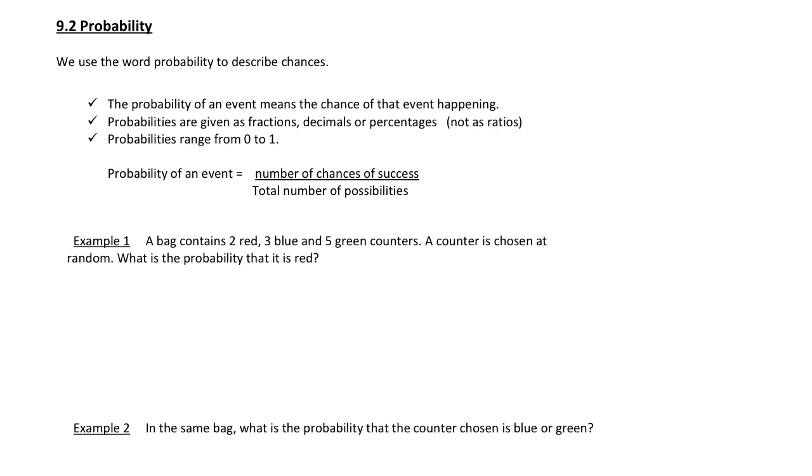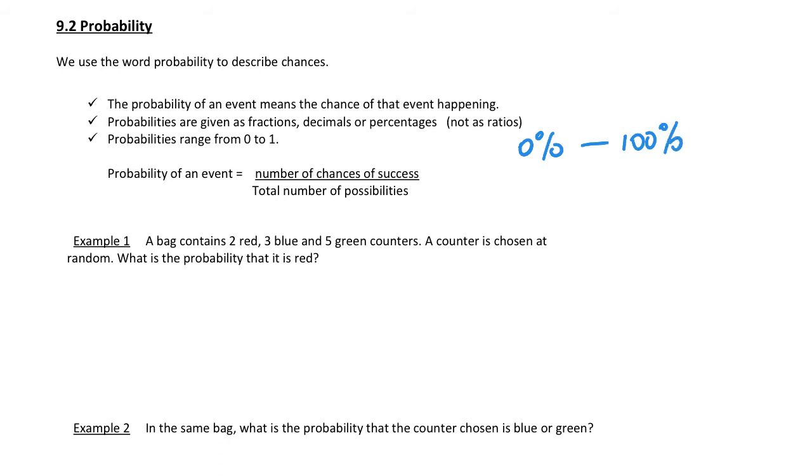Now we can look at probability. The word probability is used to describe chances. So the probability of an event means the chance of that event happening. Probabilities are given as fractions, decimals, or percentages, and we should know that they are equivalent to each other. So it doesn't matter which way we put them in, provided we don't put them in ratios. That's one thing we definitely don't do. Probabilities range from 0 to 1 if we're using fractions or decimals. If we're using a percentage, then they would range from 0 to 100%.